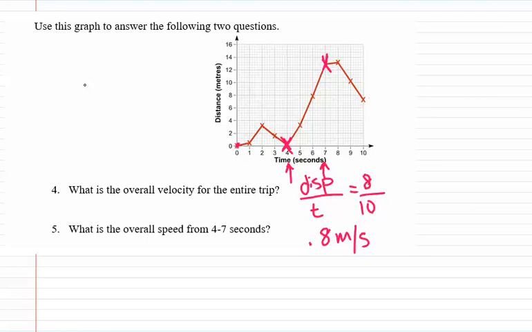And our distance is starting at 0 down there, and it goes up to, looks like, 13. So our distance is 13. Our time was 3. 13 divided by 3, when you put that into your calculator, you're going to get 4.3 meters per second.